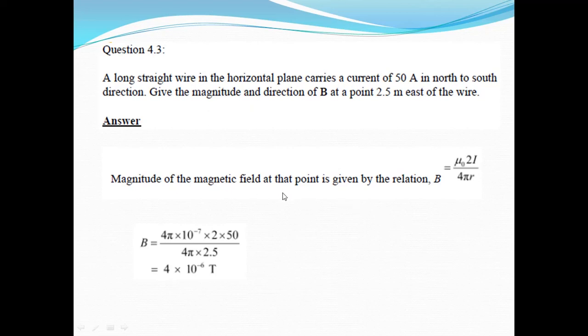Now, if you apply the formula for magnetic field, you know it is mu 0 I by 2 pi R. Or for the sake of cancelling, mu 0 value is 4 pi into 10 to the power minus 7, and we give a denominator 4 pi with a 2 as the numerator, so that you get the magnitude of B as 4 into 10 to the power minus 6 Tesla. Let us see what is the direction of B.